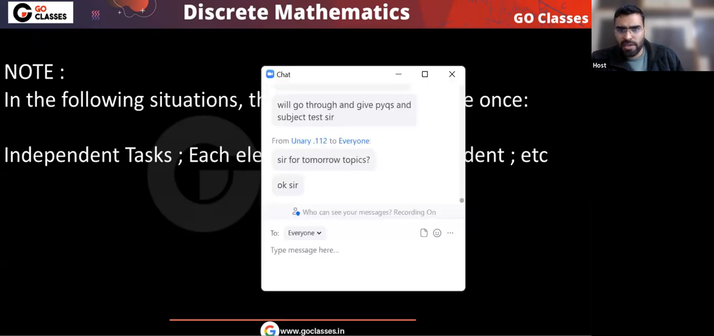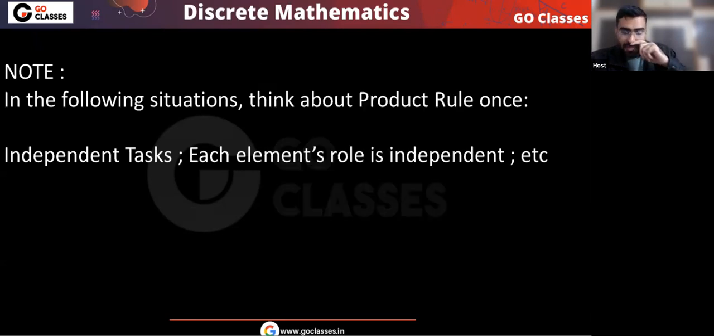You can give me your feedback. You can send me a message on Telegram or WhatsApp, some feedback on how we can improve the revision, because I don't want to waste your time. You can notice that from 6 p.m. onwards we have been continuously studying, each and every minute, each and every second. So just give me your suggestions on how we can improve the revision course.